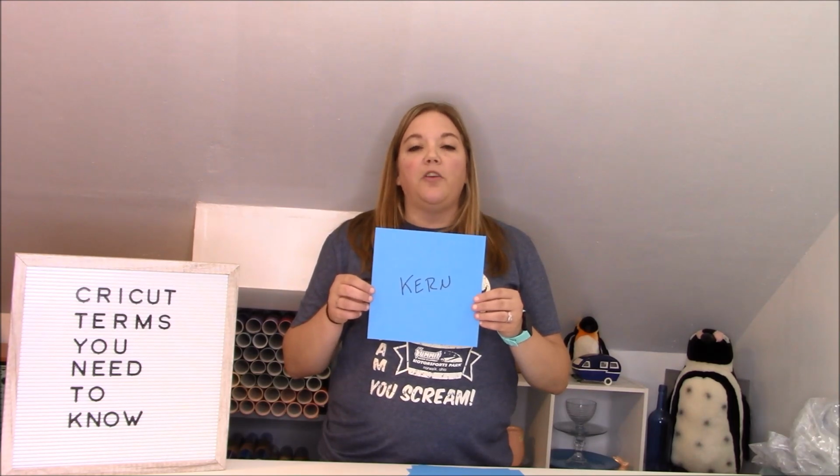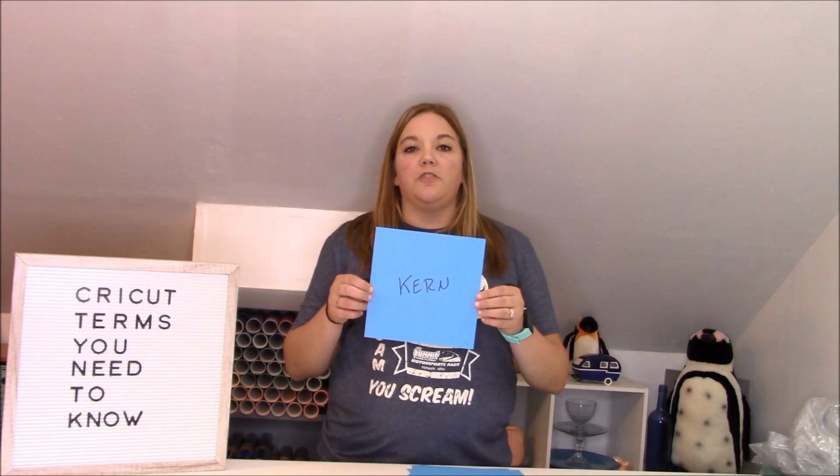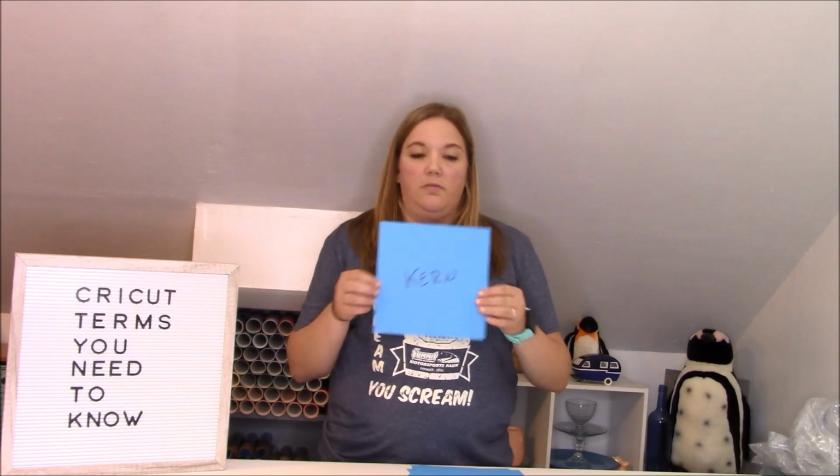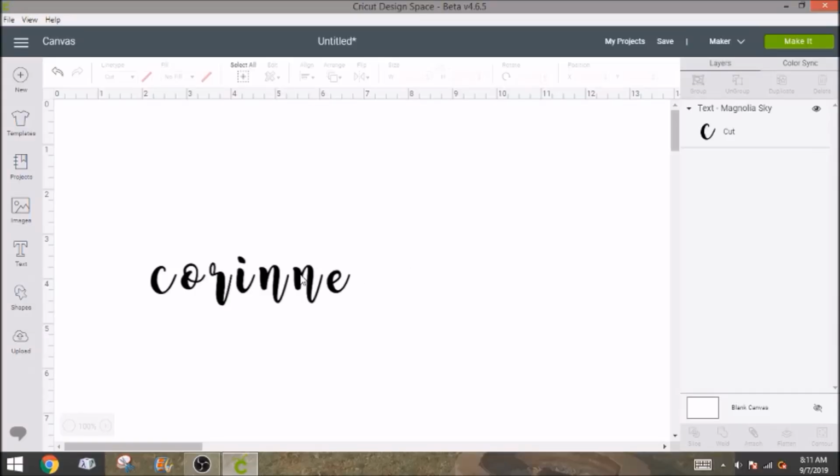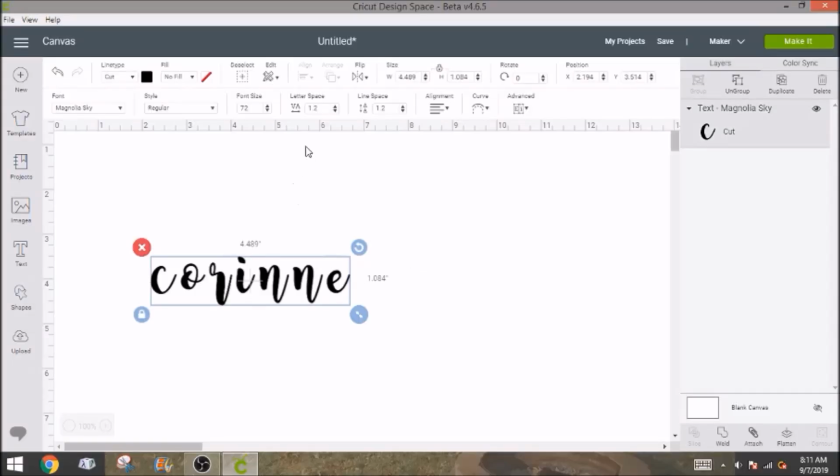Kern or kerning is referred to when it comes to spacing of your letters. So when people tell you you need to kern your letters, they're typically too far apart. Kerning your letters in Design Space is very, very easy. All you need to do is use your letter spacing, and you can just click the down arrow and it will space your letters closer together.